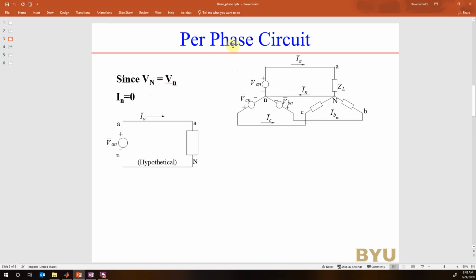So now when we look at our per-phase circuit, like I showed before, if I connect a line across here, which is called our neutral line, it's going to have no current. If everything is perfectly balanced, whether I have a wire here or not doesn't really matter. Because of that, I can analyze a three-phase circuit by looking at a per-phase circuit. So you see this right here is equal to this part right here, and then I could just analyze this and get everything to work because of this hypothetical ground point here.